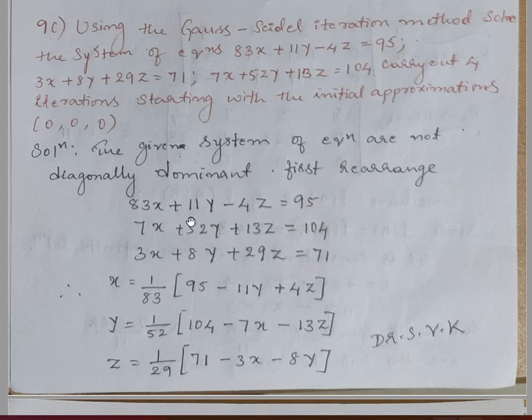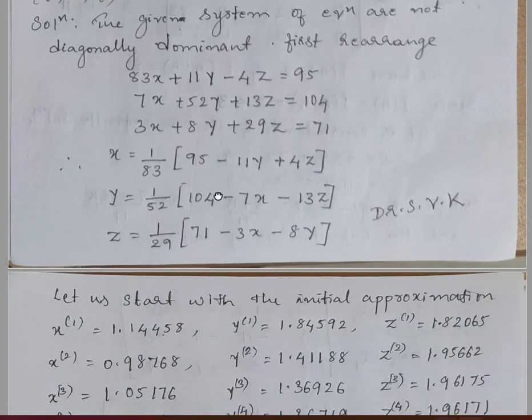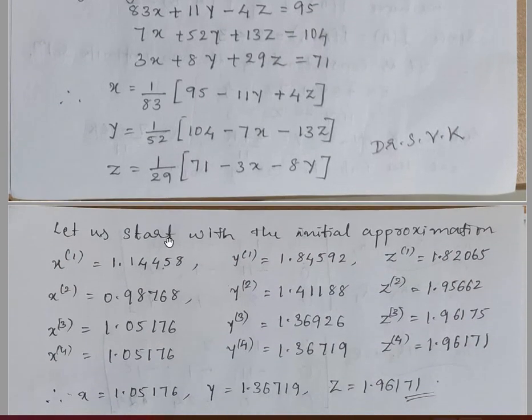Now the system of equations has become diagonally dominant. I can rewrite the equations of x, y, z as so and so, like this. I have written x, y, z. Now applying the initial condition x, y, z as 0, 0, 0, I got the x1 value, y1 value, z1 value, x2, y2, z2, x3, y3, z3, x4, y4, z4. As they have asked for 4 iterations, I went with 4 iterations.